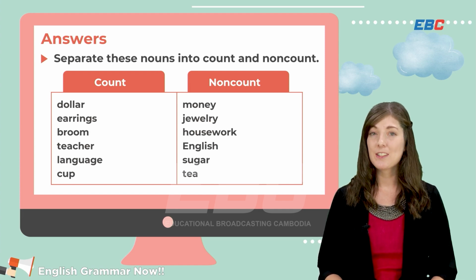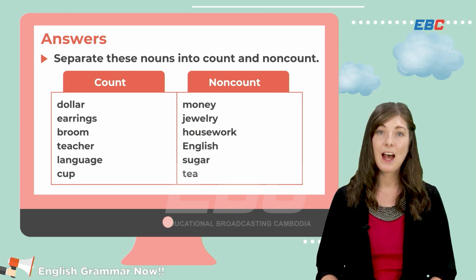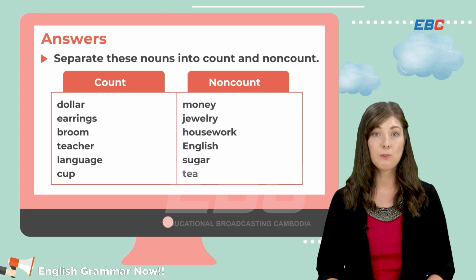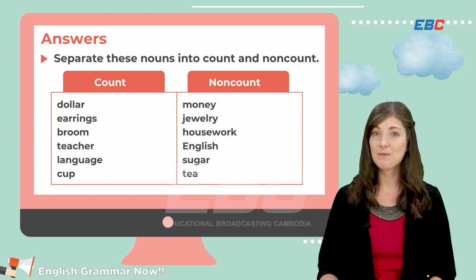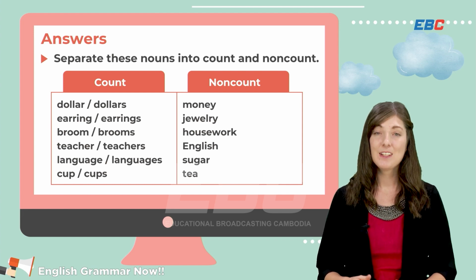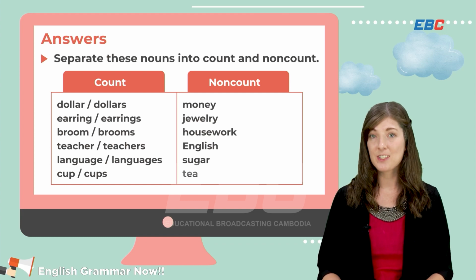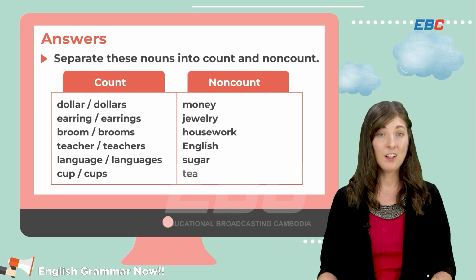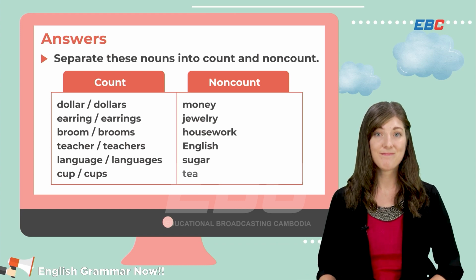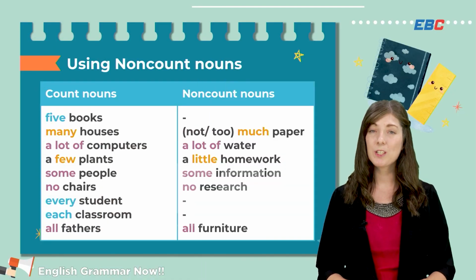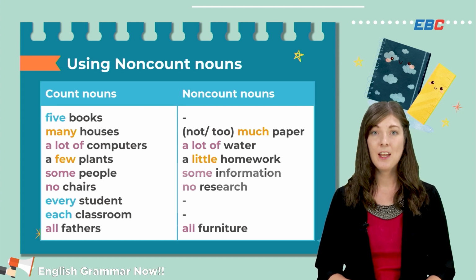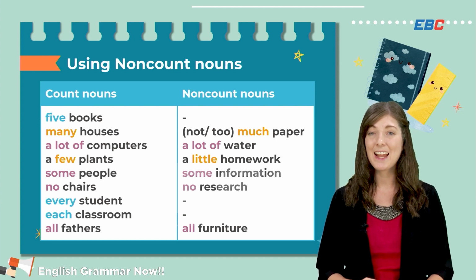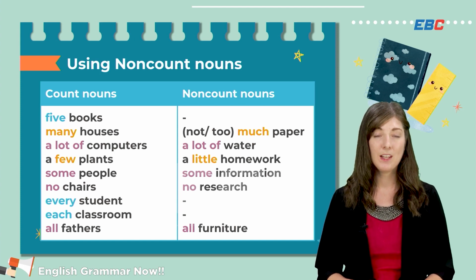So if you notice, all of the count nouns have singular or plural forms. They would look like this. Some of them are regular spelling, some of them have added letters, but they have both a singular and a plural form. The non-count nouns don't have that. When we're using non-count nouns, there are some words that we can't use together with them. Here's a comparison side by side.